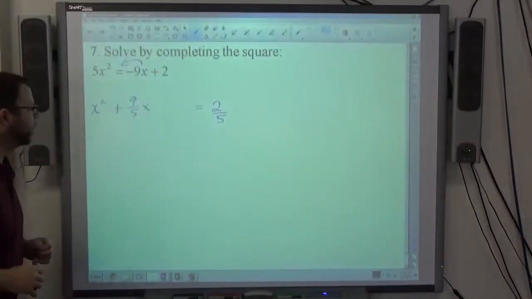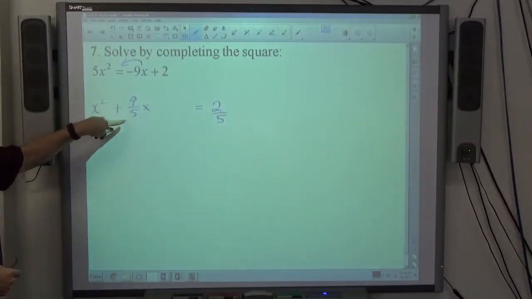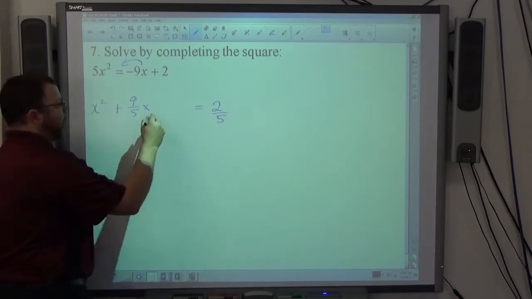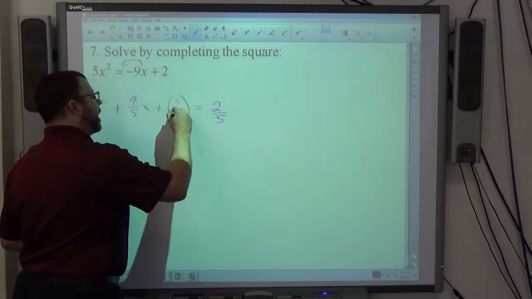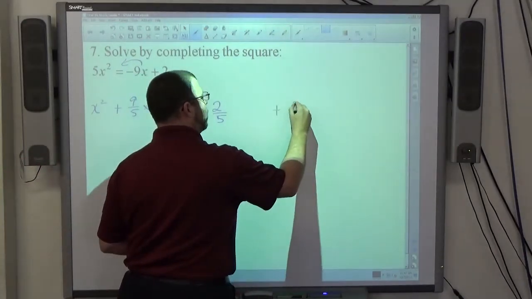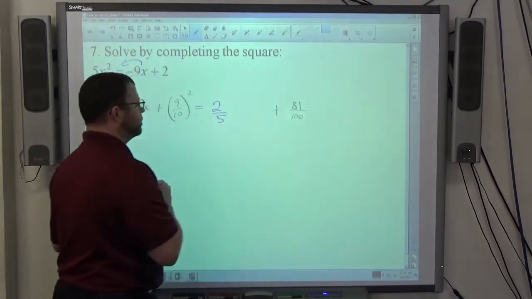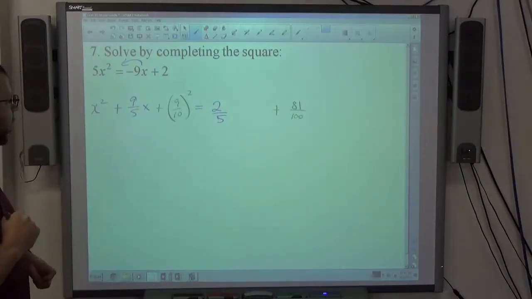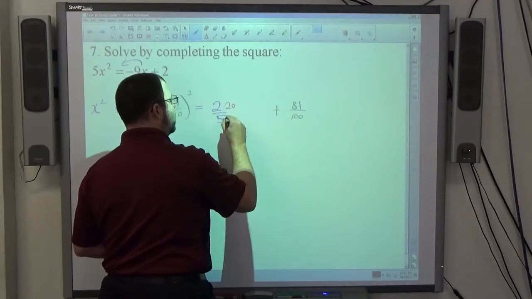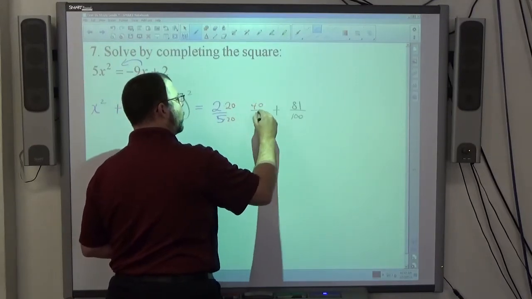Once again, the complete the square step is a matter of taking half of this fraction. Again, either half the top, can't do it because it's odd, or double the bottom. 9/10 is half of 9/5. We're going to square it. So I'm going to add 81/100 to this common denominator of 100. So I've got to multiply top and bottom by 20 to make that happen. So I get 40 over 100.